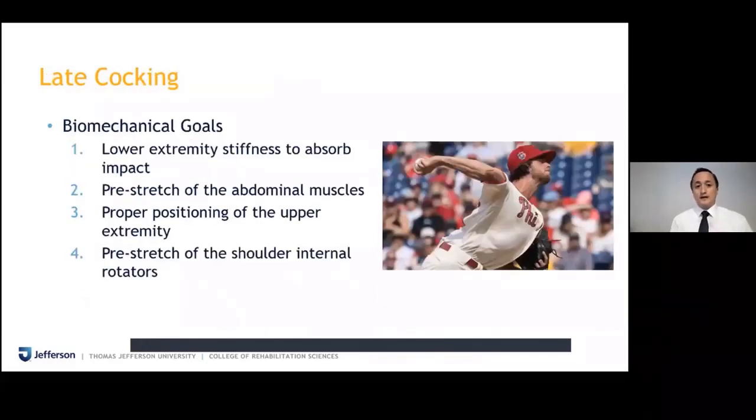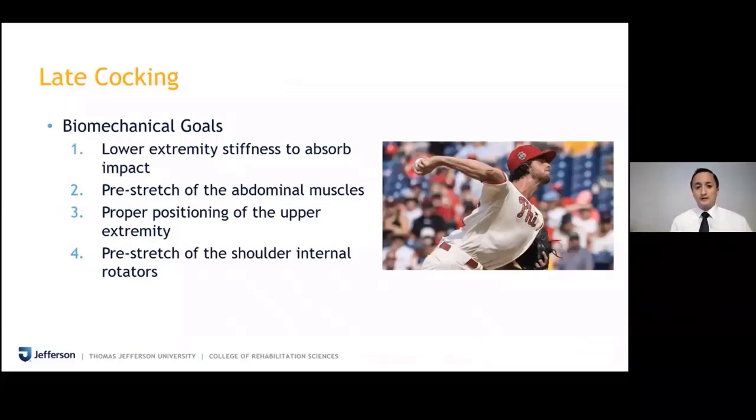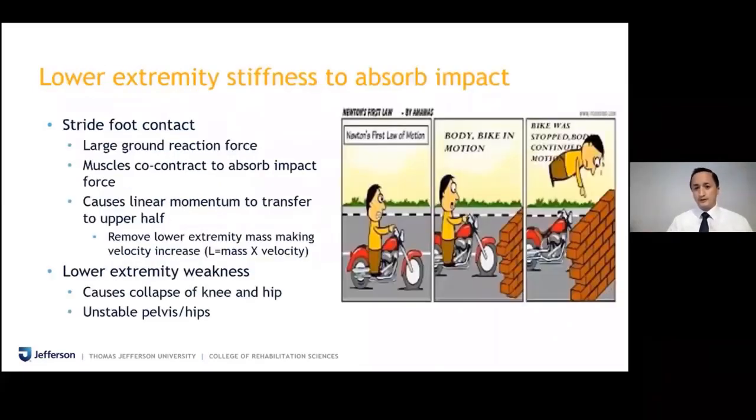All right, now moving on to the next phase, the late cocking phase. We have a couple of different goals here. First, a very stiff impact with that stride foot to absorb forces. Then we want to pre-stretch our abdominal muscles. We want to properly position our upper extremity; we touched on it a little bit, and we're going to get into more detail now. And then we're also going to pre-stretch our shoulder internal rotators. So these are the goals that we look at.